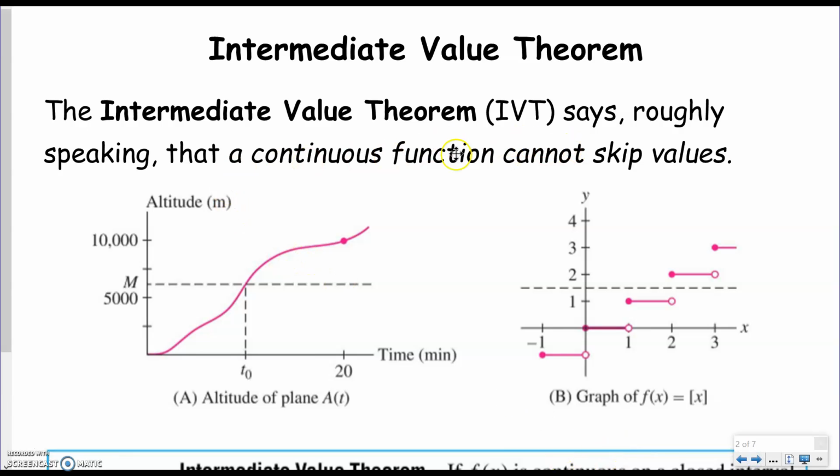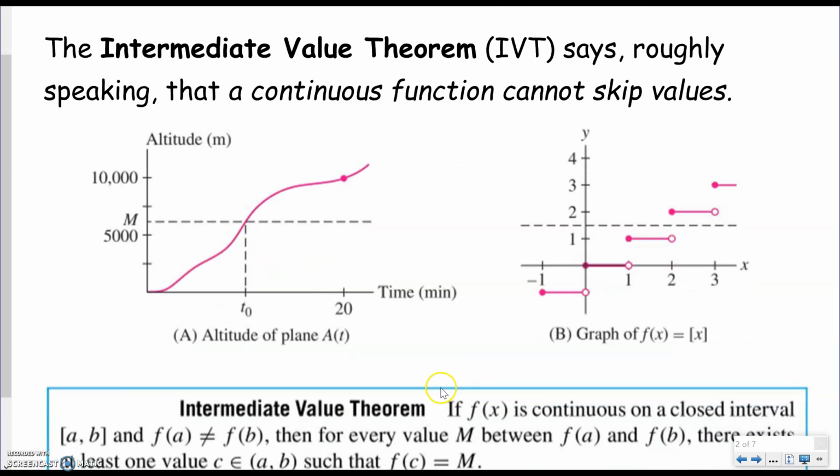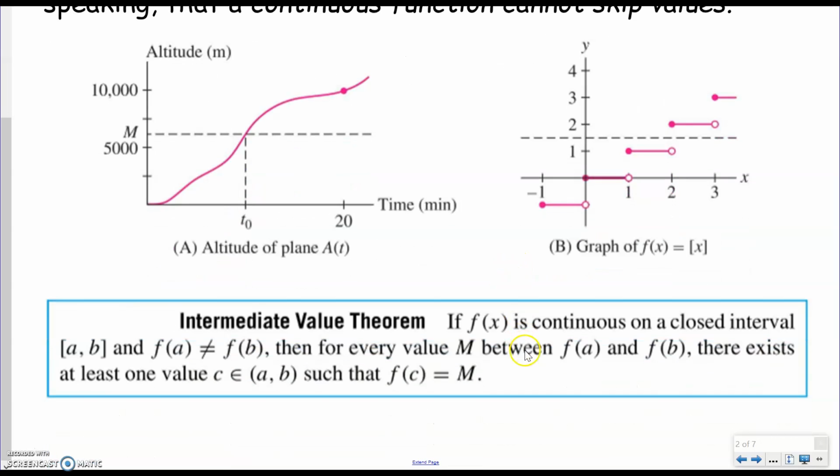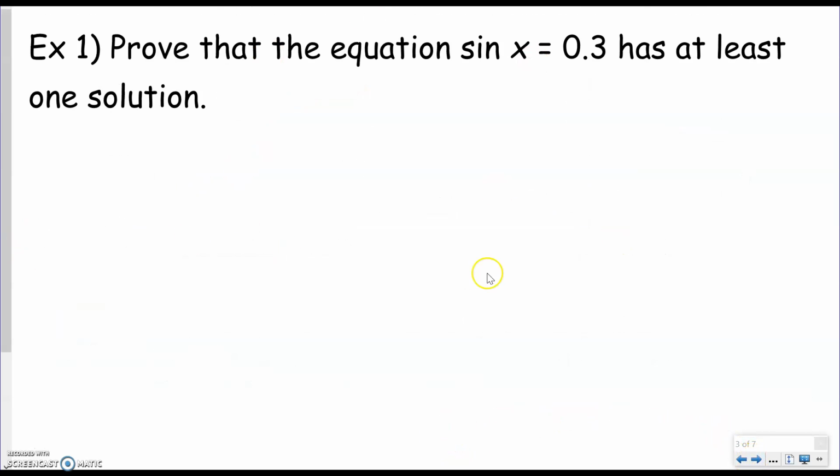What this says is, roughly speaking, if you have a continuous function, you can't skip values. So if I have a continuous function here, I have to reach a value between 5,000 and 10,000 because my function at this point is 5,000 and at this point is 10,000. So we have to hit every value in between 5,000 and 10,000. This is not continuous, therefore IVT does not apply. So you do have to say that it's continuous, and then you can use the IVT.